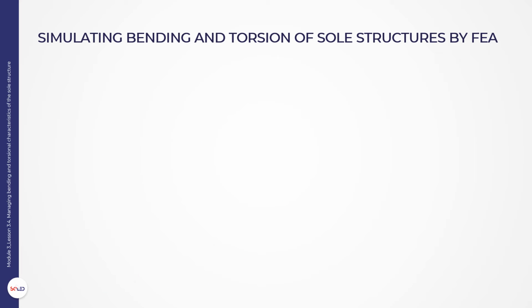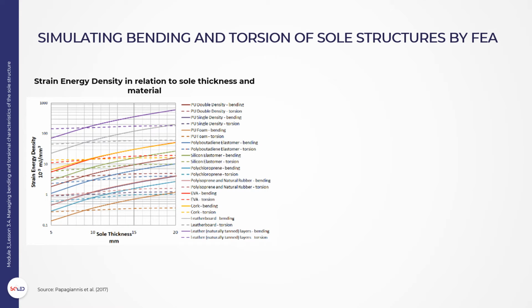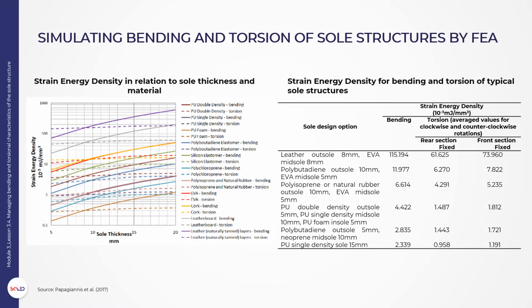Simulating bending and torsion of sole structures by FEA. Sole bending and torsion investigations can be carried out through multivariate differential modeling or finite element analysis, with the latter being the preferred option today, Azariades et al., 2007, Papayannis et al., 2015. Finite element analysis allows for the simulation of bending and torsional deformations of modern multilayer sole structures, applying realistic boundary conditions. Even then, the issue is how to interpret any strain energy density results.